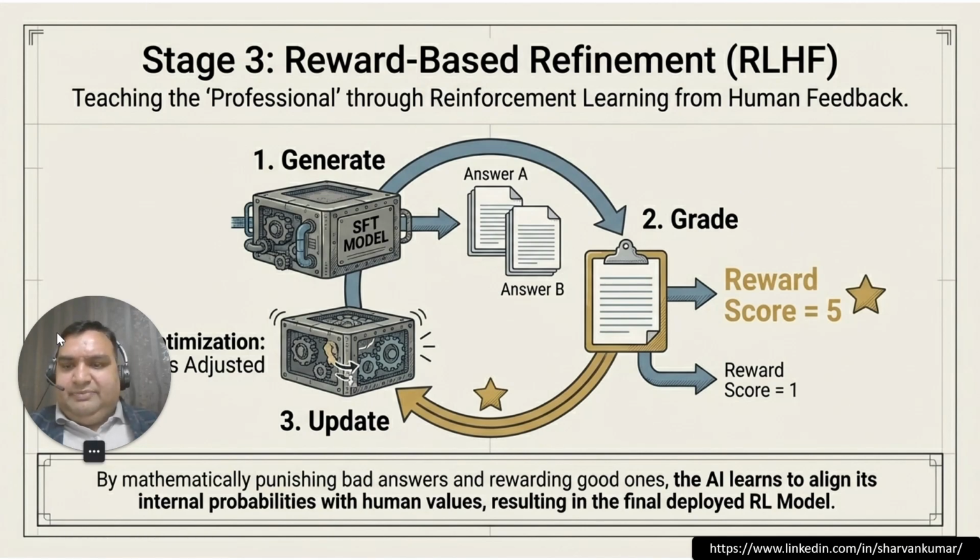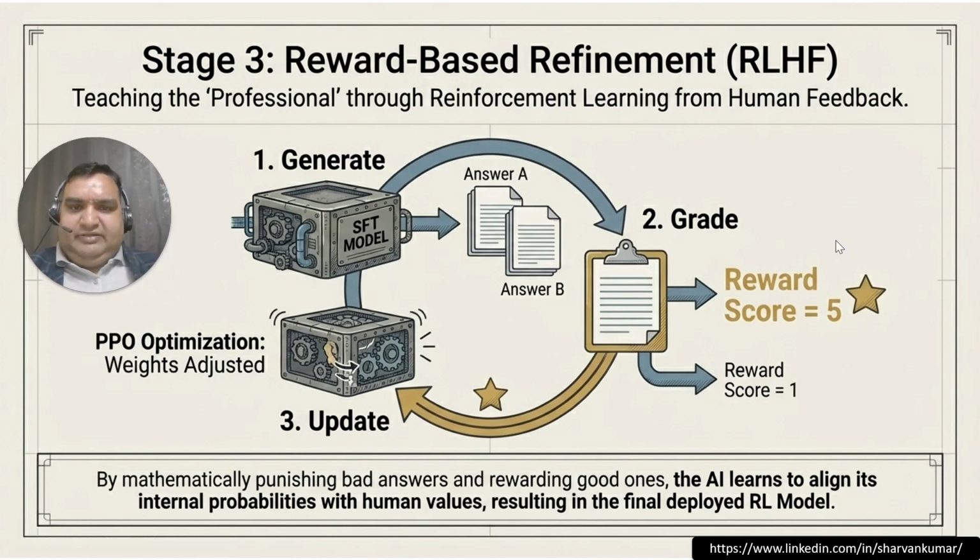learning from human feedback. Basically, it is a three-step loop of thousands and thousands of iterations, where the SFT model generates the answers, and there is a reward model which grades all the answers. Then the answers which are more helpful and in line with moral values are rewarded more, and the ones which are not appropriate are rewarded less.